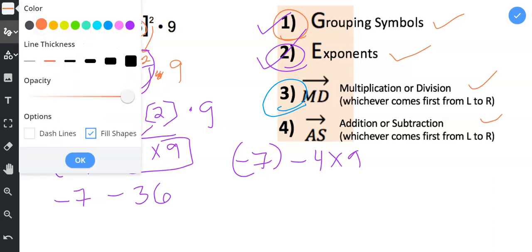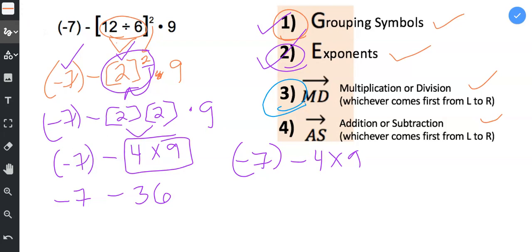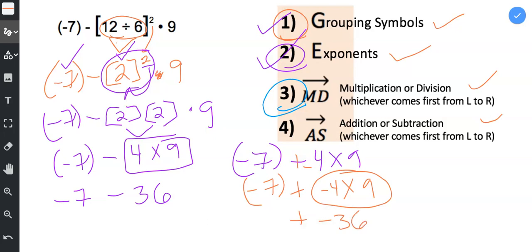I could also over here go ahead and change the subtraction to adding a negative. So this would read -7 plus -4 times 9. And a -4 times a 9 is -36. You know, unlike signs, you get a negative. Remember that rule? It's a multiplication rule.